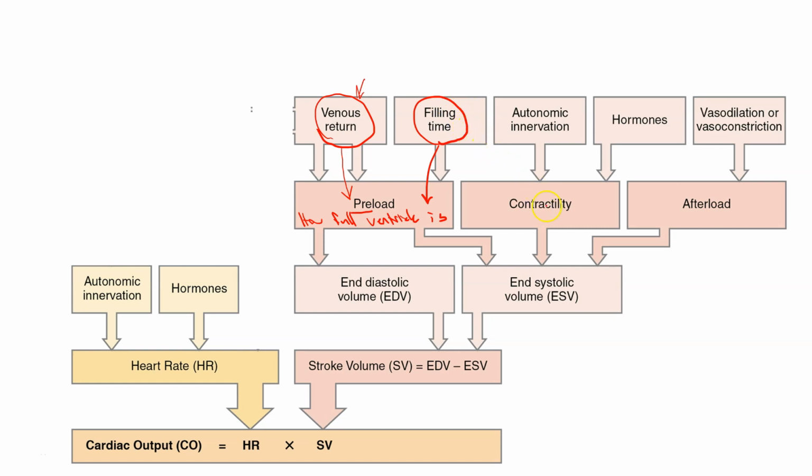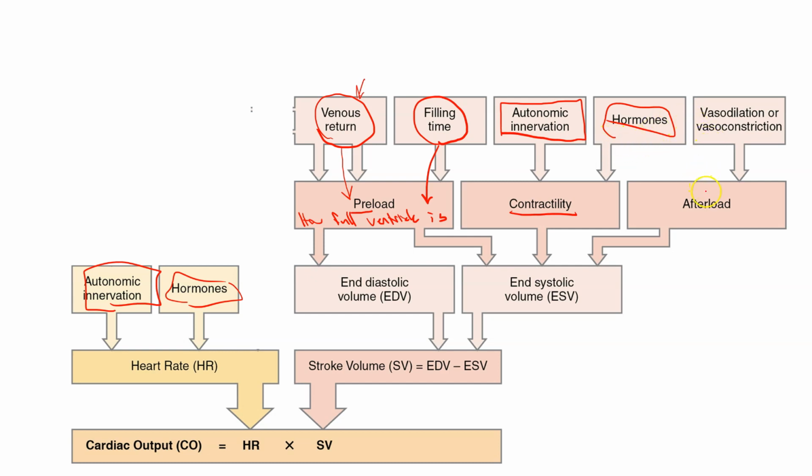Contractility is affected by autonomic innervation, so this would be the parasympathetic and sympathetic nerves that we were talking about earlier. And then hormones, so it's kind of the same stuff that affects heart rate. If adrenaline is released in the bloodstream from the adrenal gland, that eventually makes its way to the heart, and it forces those cardiomyocytes to contract more vigorously.